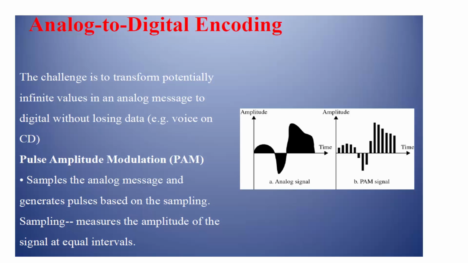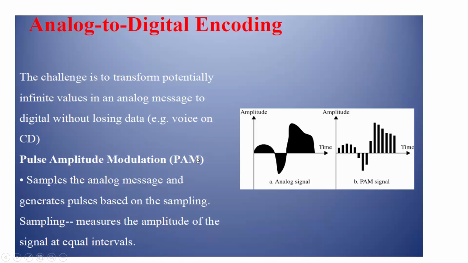Now let's talk about the analog to digital encoding scheme. So the signal is analog. Look at this signal here. It is an analog signal, and we get a digital signal, which is a basic pulse amplitude modulated signal. It's a digital signal here. So the challenge is to transform potentially infinite values in an analog message to digital without losing data.